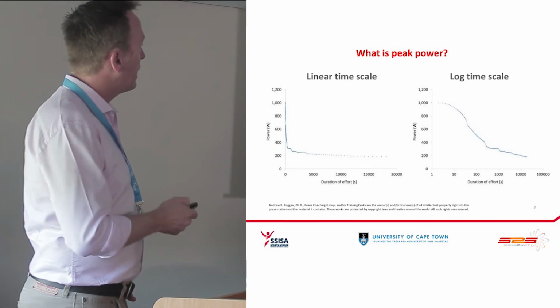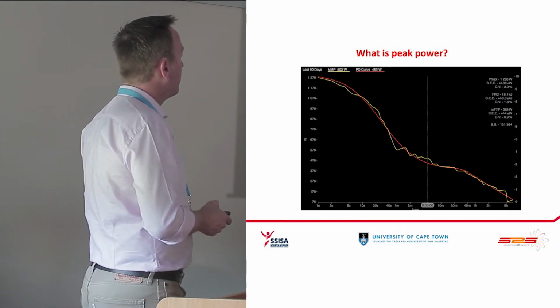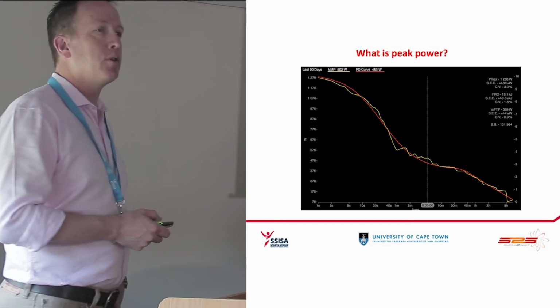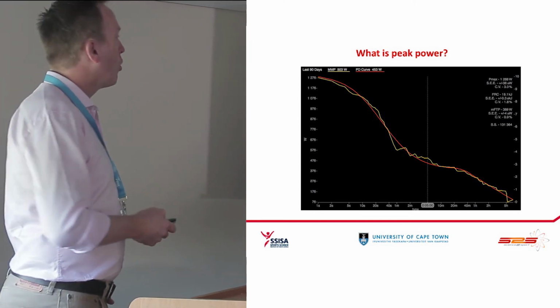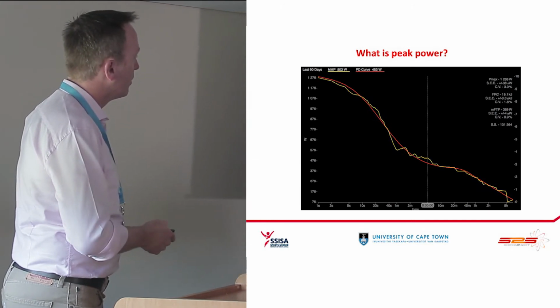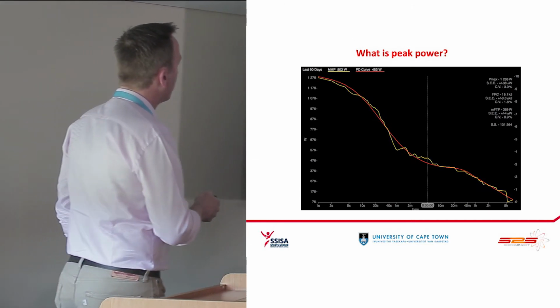Okay, and that's how we look at it. Most of us are familiar with that, because if you look at, for instance, WKO4 or Golden Cheetah, everybody now incorporates a power duration curve. Okay, and these are the maximal efforts from an athlete.